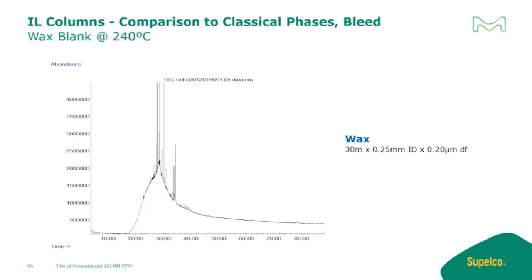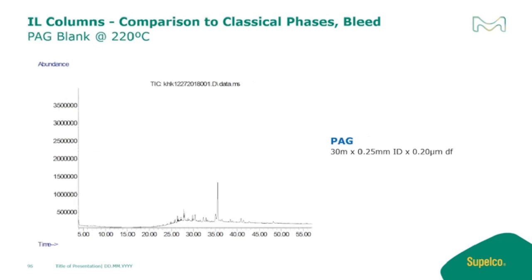Here's your wax column. Again, a lot of material coming off that column, a lot of background. You can see a huge number of background abundance counts on the wax column. And again, we're only going to 240 degrees C. And then the PAG column, where we're going to only 220 degrees C. Again, a lot of material coming off in this blank run on a polyalkylene glycol column.